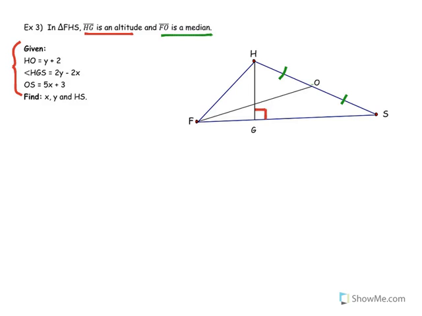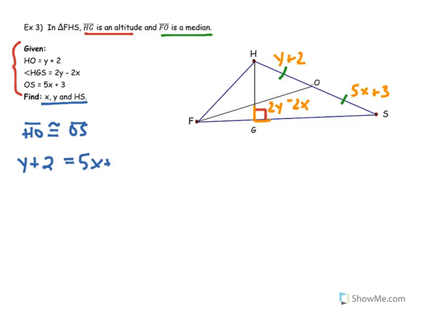Then let's take our givens and put them into the diagram. So I know that HO was y plus 2, angle HGS here was 2y minus 2x, and then OS was 5x plus 3. And again, one of our objectives was to be able to set up equations to solve. So my goal is to find x, y, and HS. And what I can see is I know that HO is congruent to OS because FO was the median. So I can set y plus 2 equal to 5x plus 3.